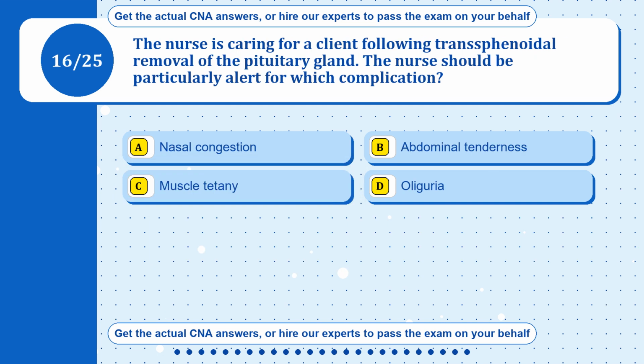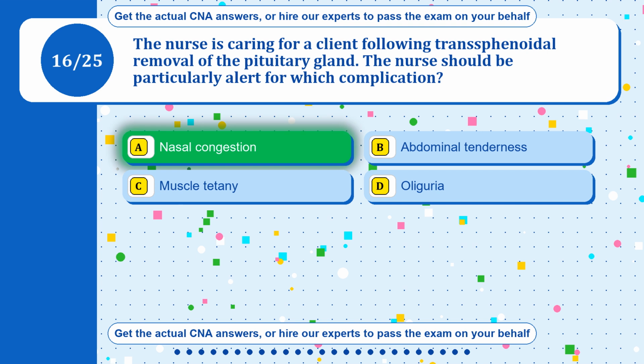Question 16. The nurse is caring for a client following transsphenoidal removal of the pituitary gland. The nurse should be particularly alert for which complication? Option A, nasal congestion. Option B, abdominal tenderness. Option C, muscle tetany. Option D, oliguria. The correct answer is option A, nasal congestion.